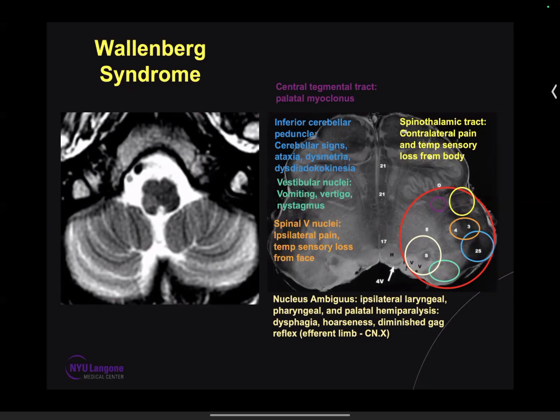The central tegmental tract, remember, is the tract which connects the red nucleus from the same side with the inferior olivary nucleus. If you disrupt that, it will cause palatal myoclonus. We saw a few cases of that, inferior olivary hypertrophic degeneration. And then the patient may also have ipsilateral Horner syndrome, because there are descending sympathetic fibers in that part of the brainstem also, right? So if you combine all that, and look at these structures very closely, you will know why a complete Wallenberg syndrome has all these signs and symptoms.